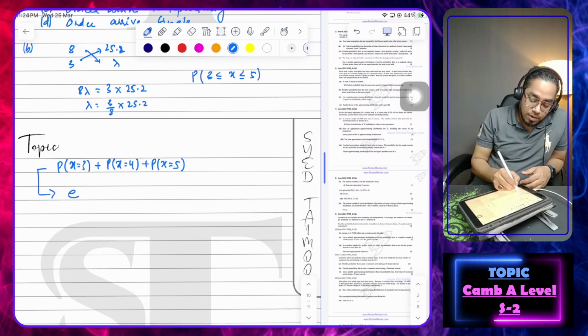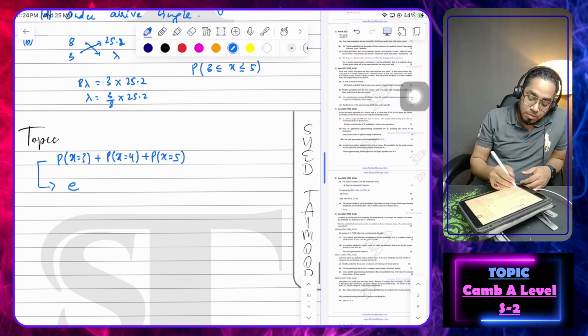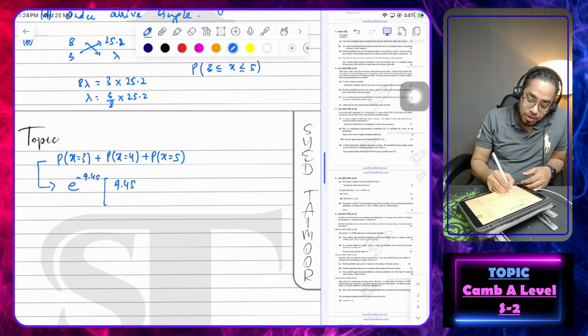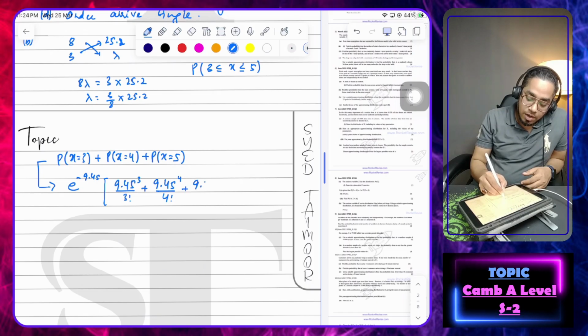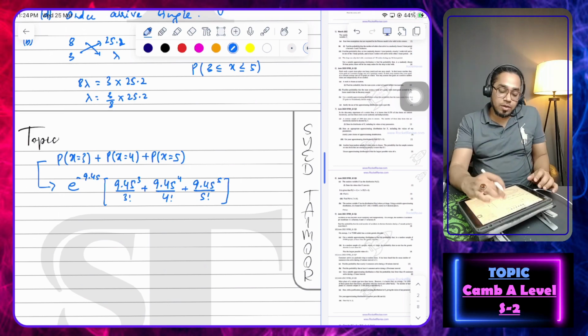I can do that. Exponential minus 9.45, and we will start from 3. So 9.45 to the power of 3 divided by 3 factorial, plus 9.45 to the power of 4 divided by 4 factorial, plus 9.45 to the power of 5 divided by 5 factorial. So here we can say that it will be completed.